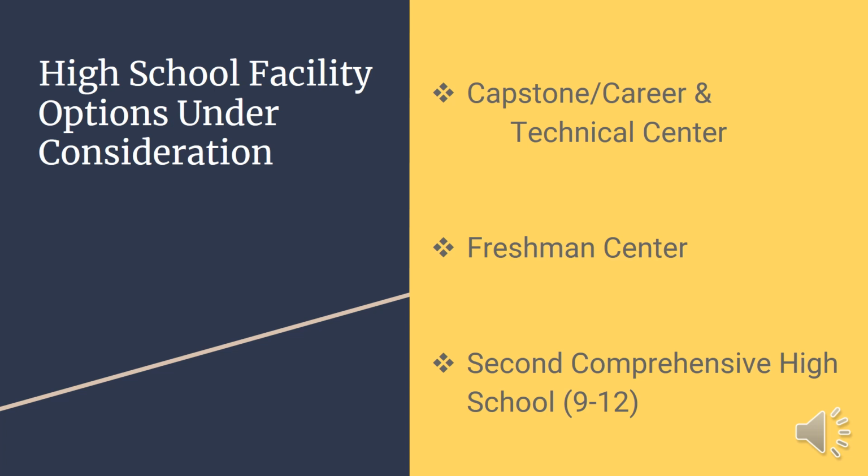So the committee has identified 3 different scenarios that might allow us to transition from one high school to 2 high schools. I'll describe each one of them briefly and talk a little bit about some of the advantages or disadvantages, at least that might be perceived about each approach.